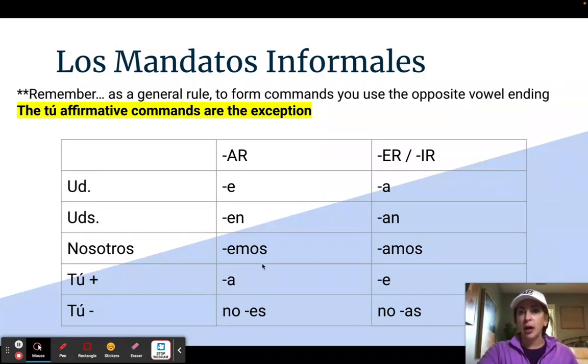For an AR verb, it's just an a, and for ER and IR, it's an a. So if you were telling your friend, study, it would be estudia. If you're telling your sibling or maybe somebody you're babysitting, like eat your broccoli, right? Comer, you would say come el brócoli. So it's a for AR verbs, a for ER and IR verbs.